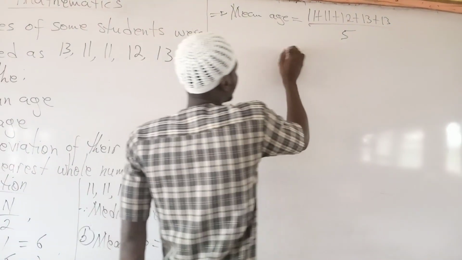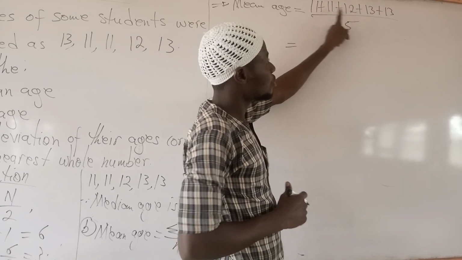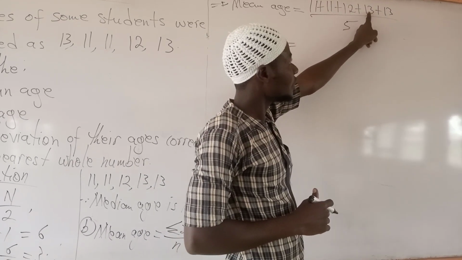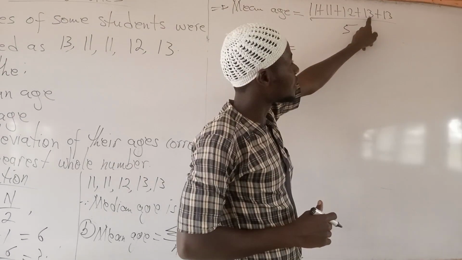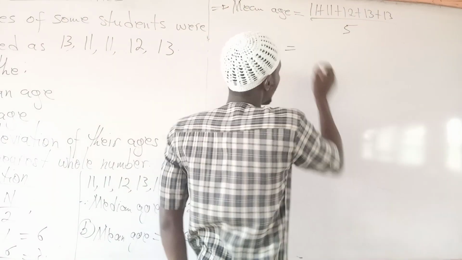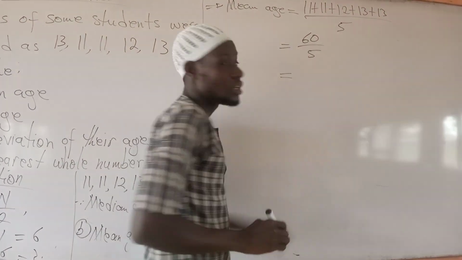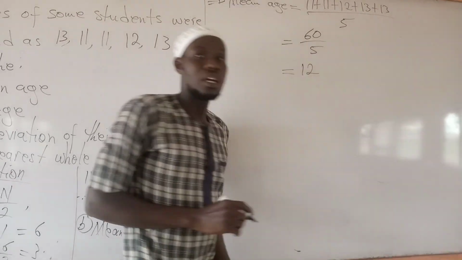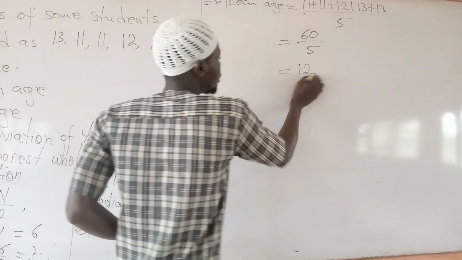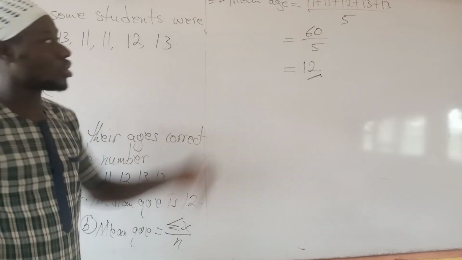And so continuing, if we add these, we're going to have 22, 33, then 34, 47, and 60. So that will be 60 divided by 5. So 60 divided by 5 will give us what? 12. And so therefore, the mean age of this set of ages is 12.